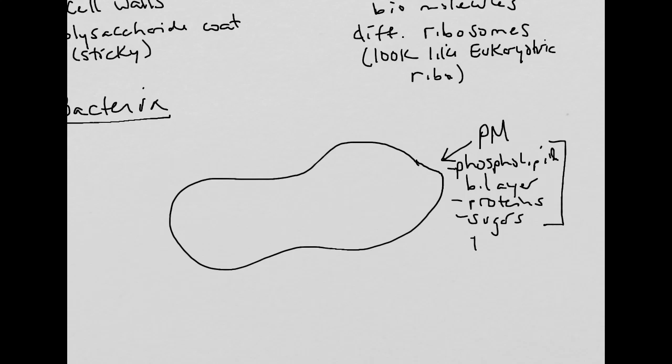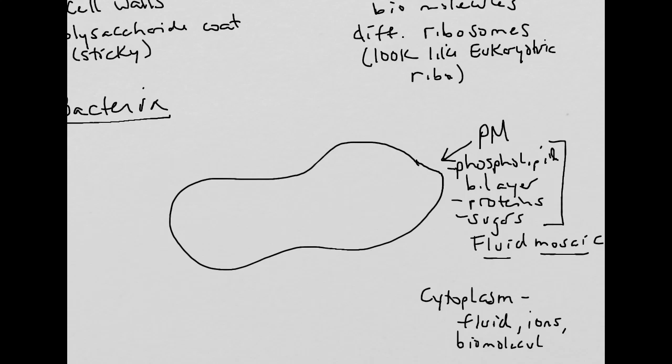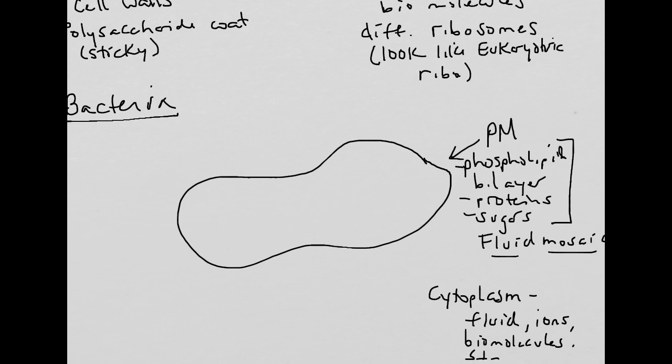Remember the term fluid mosaic. It's fluid because it can move easily, and mosaic because it is made up of a lot of different components. So it's got this plasma membrane, and then it has cytoplasm, which is inside of the cell. And the cytoplasm is made up of fluids, so water and ions, biomolecules, and then whatever other structures are in there. And we'll talk about these structures right now.